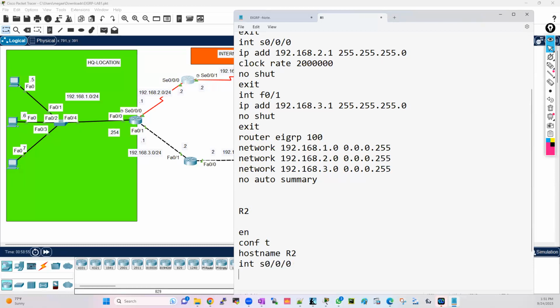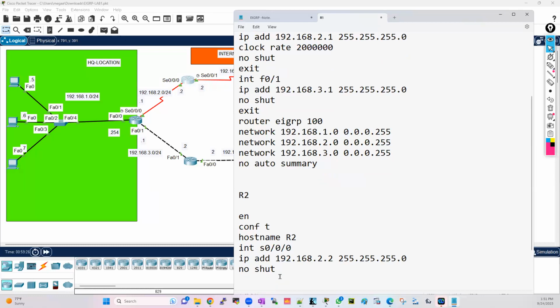S0/0/0. We click enter. And the IP address. What is the IP address? 192.168.2.2, yeah, 255.255.255.0. We click enter. And what again? No shut. Enter.